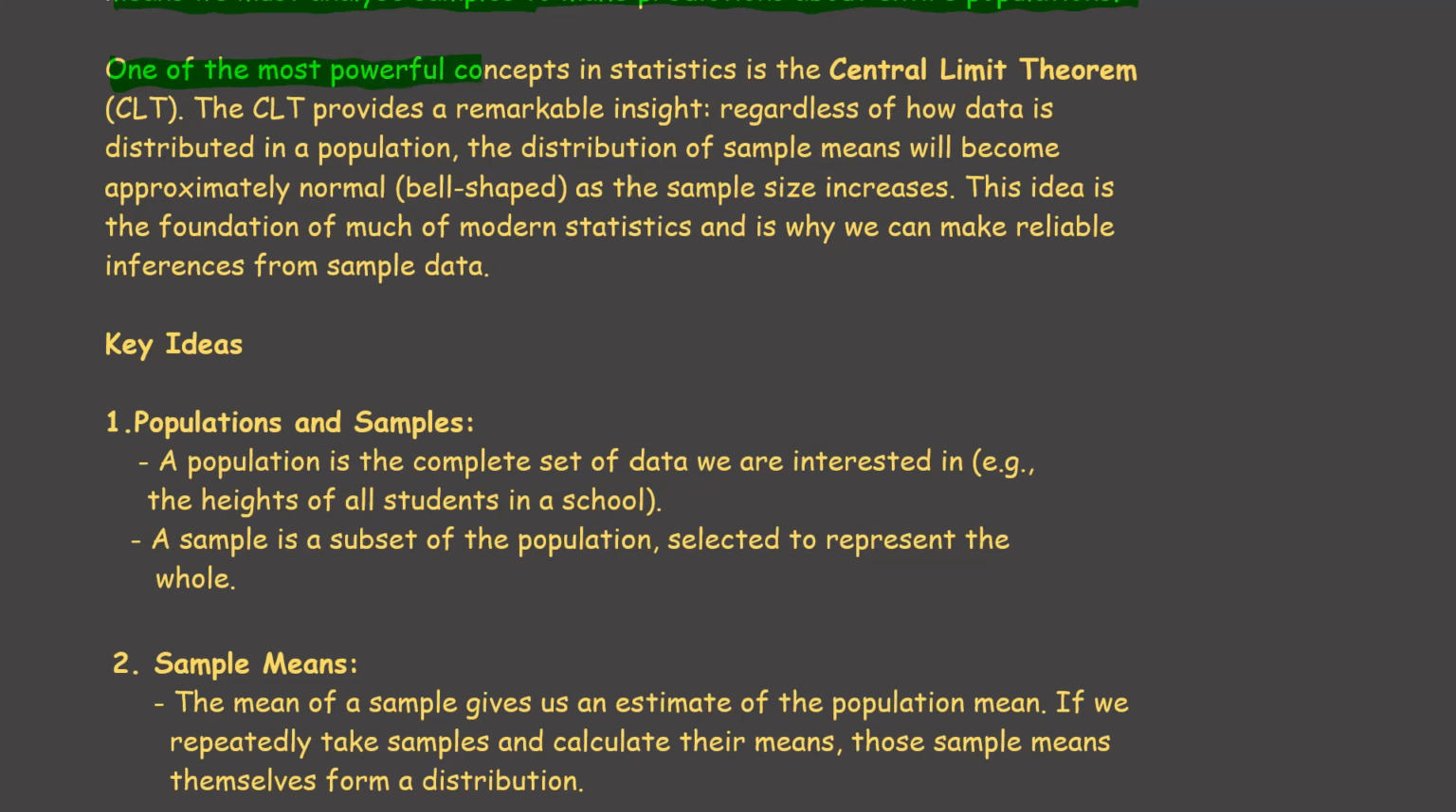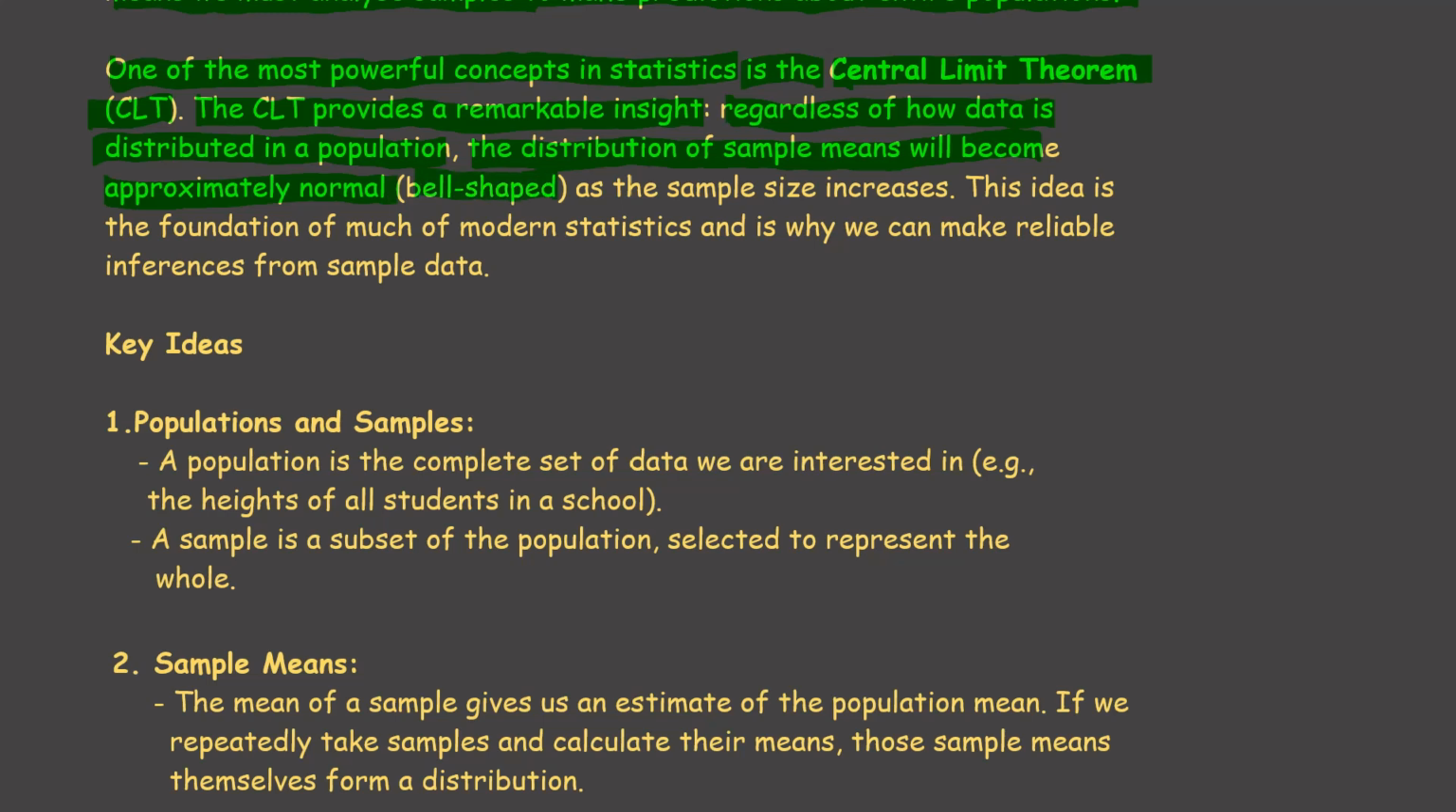One of the most powerful concepts in statistics is the central limit theorem, CLT. The CLT provides a remarkable insight. Regardless of how data is distributed in a population, the distribution of sample means will become approximately normal or bell-shaped, we know the normal distribution from our methods course, as the sample size increases. This idea is the foundation of much of modern statistics and is why we can make reliable inferences from sample data.